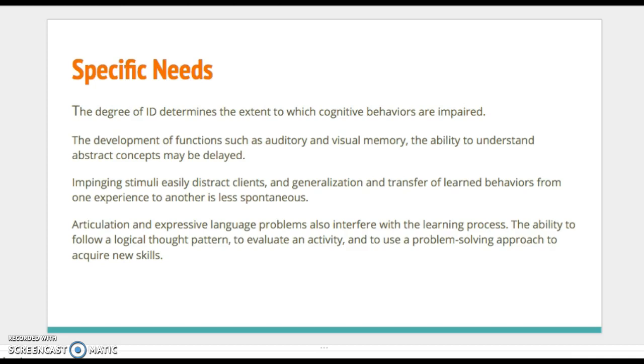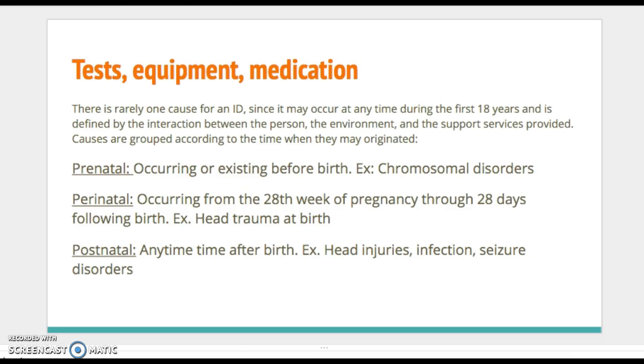And so the needs range anywhere. It's huge. It's very broad. All right, down to testing, equipment, and medication. So for testing, you can do an IQ test, but there is rarely one cause for an intellectual disability since it may occur at any time during the first 18 years of life. As we explained before in the beginning, causes are grouped according to the time when they are manifested in an individual's life. So they turn it into three categories.